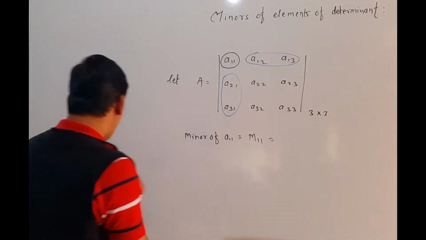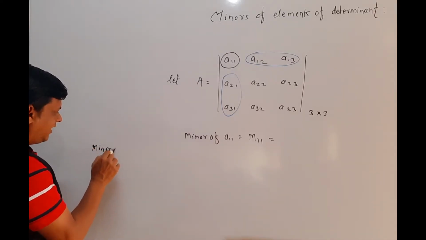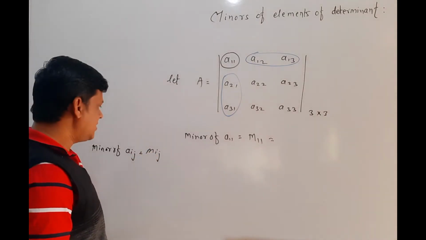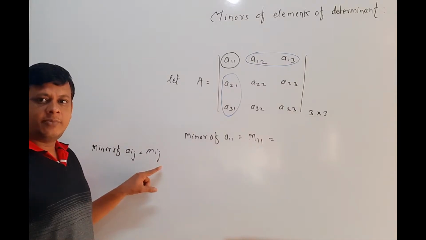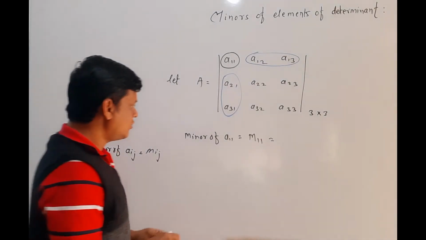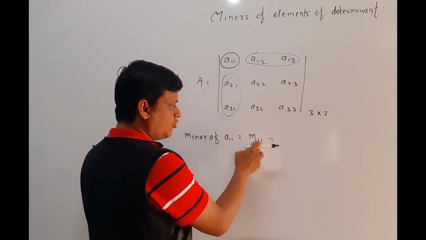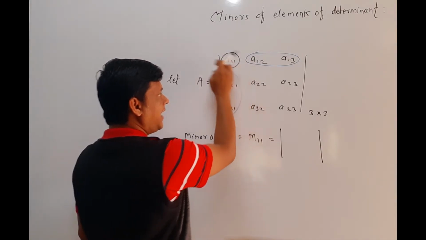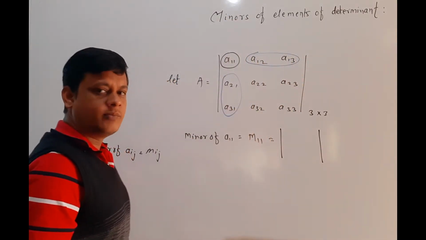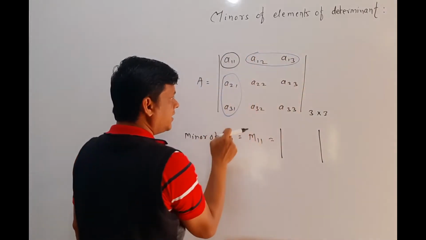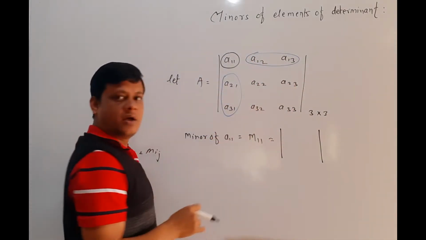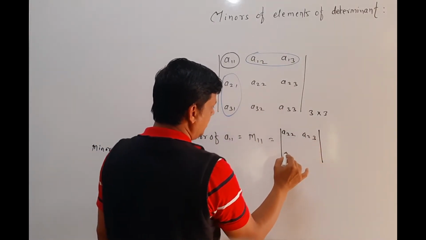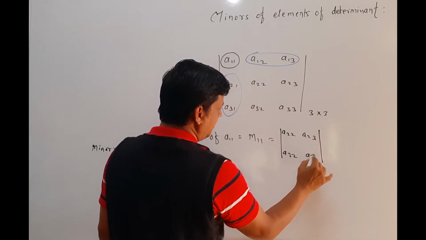That means the minor of aij we write as Mij, where the element lies in the ith row and jth column. So here the minor of a11 equals M11. This element a11 lies in the first row and first column, so we skip the first row and first column and calculate the determinant of the remaining elements. The remaining elements are a22, a23, a32, a33.